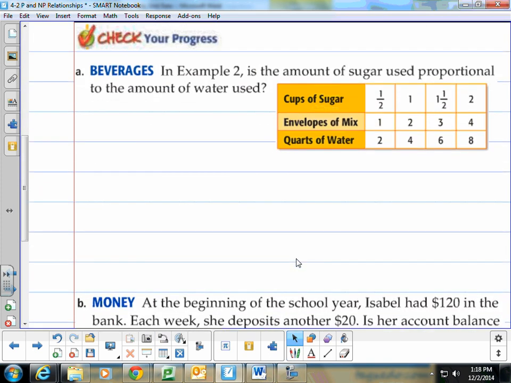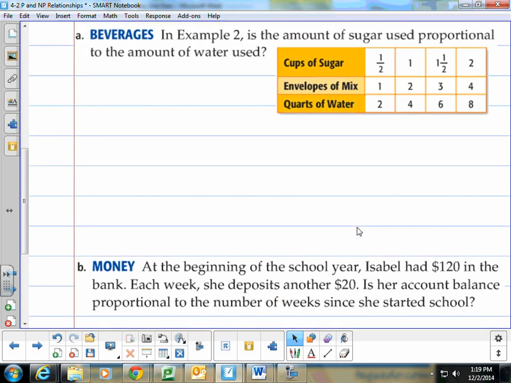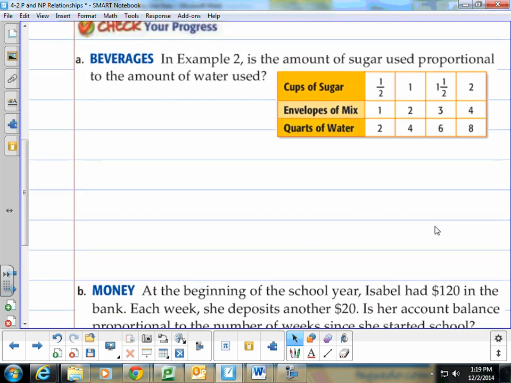Give these next 2 in your book on 195 a try, and then pause and maybe come back and see how I did it as well. Okay, so you could do this one and this one. We'll scroll up and do the first one. So again, beverages, the same kind of concept with the fruit punch. So from example 2, now we're wondering if the sugar is proportional to the water. So we're kind of getting rid of this envelope mix piece. We're not going to pay attention to that. We're going to pay attention to the sugar and the water.